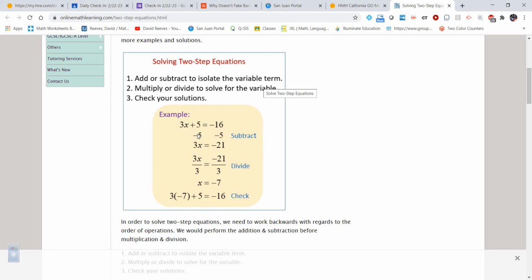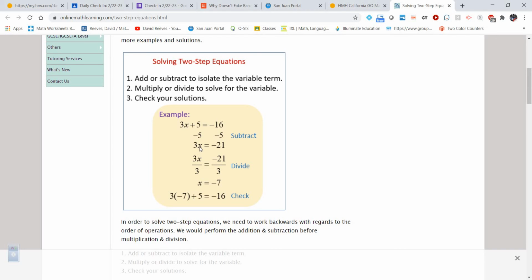In this case, we're going to subtract because in the equation it was added. If it was subtracted in the equation, we would add. Remember, we use inverse operations. So first you add or subtract to isolate the variable term, to get that variable term by itself. Then you're going to multiply or divide to solve for the variable.